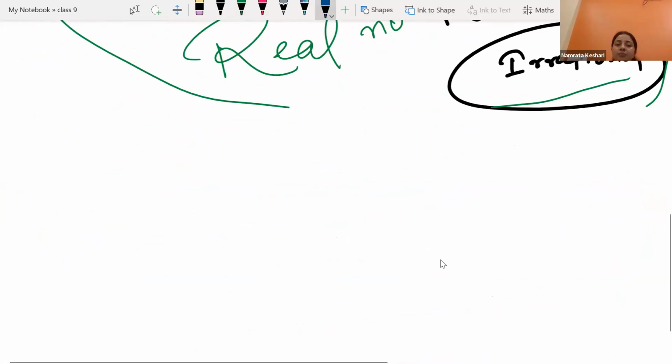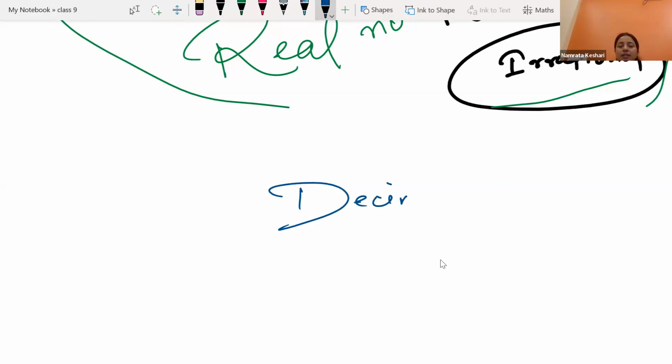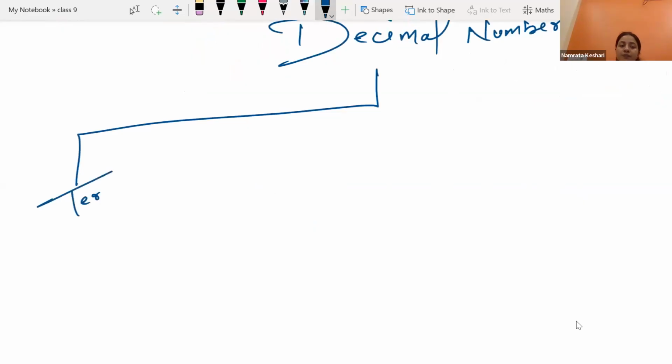So basically decimal numbers are of two types. When we are talking about any decimal number, we can think about two types of decimal number. One is terminating decimal. Let me write it first. Decimal numbers are of two types. One is terminating decimal, another is non-terminating decimal number.